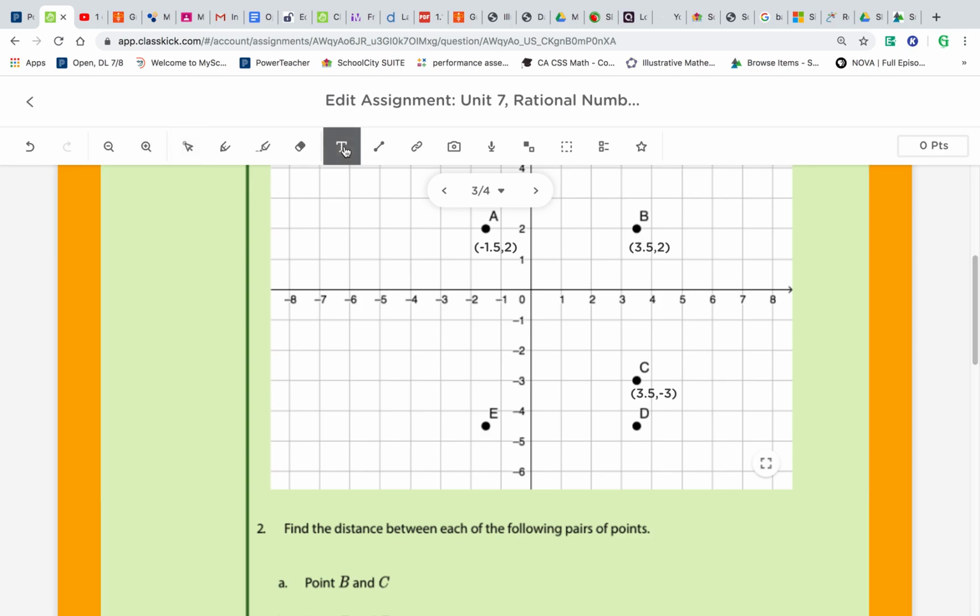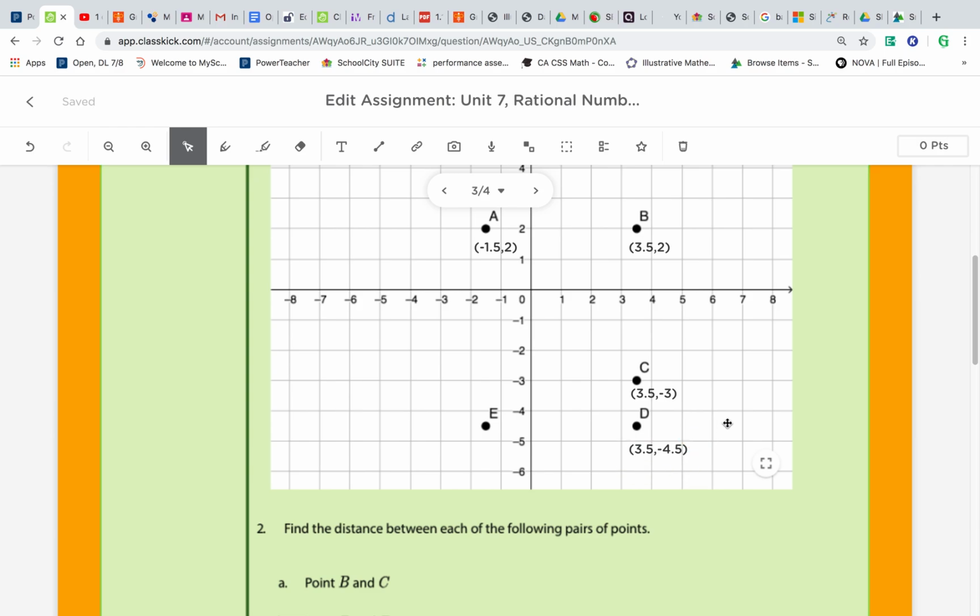Let's continue with point E. Actually, let's do D first. If we're going to go sideways from the origin, we're going to go 1, 2, 3, 3.5 again, right? You can see it's aligned with C, so it's going to be 3.5, and then we're going to go down 1, 2, 3, 4. Oh, we're in between -4 and -5, right? So it's going to be -4.5. So the point is going to be 3.5, and then -4.5.